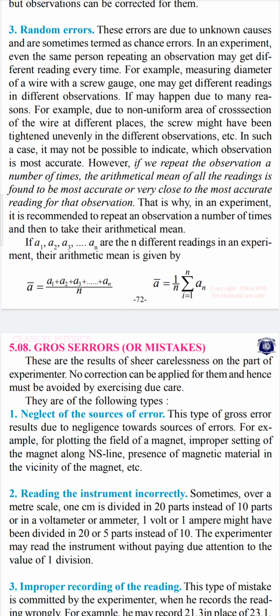In such a case, it may not be possible to indicate which observation is most accurate. However, if we repeat the observation a number of times, the arithmetical mean of all the readings is found to be most accurate or very close to the most accurate reading for that observation. That is why, in an experiment, it is recommended to repeat an observation a number of times and then to take their arithmetical mean.